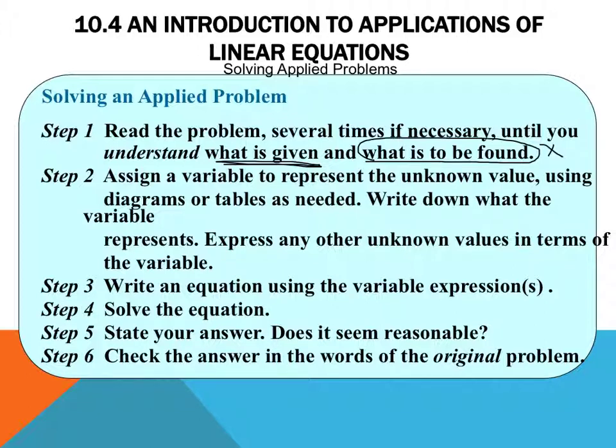Step 2 is to assign a variable to represent the unknown value. So that's what you're trying to find. Using diagrams or tables as needed. Write down what the variable represents. Express any other unknown values in terms of the variable. Step 3, write an equation using the variable expression. So that's where you're going to use what you needed to find along with what was given. Then solve the equation. Step 5, state your answer, make sure it's reasonable, and then step 6, check your answer using the words of the original problem.